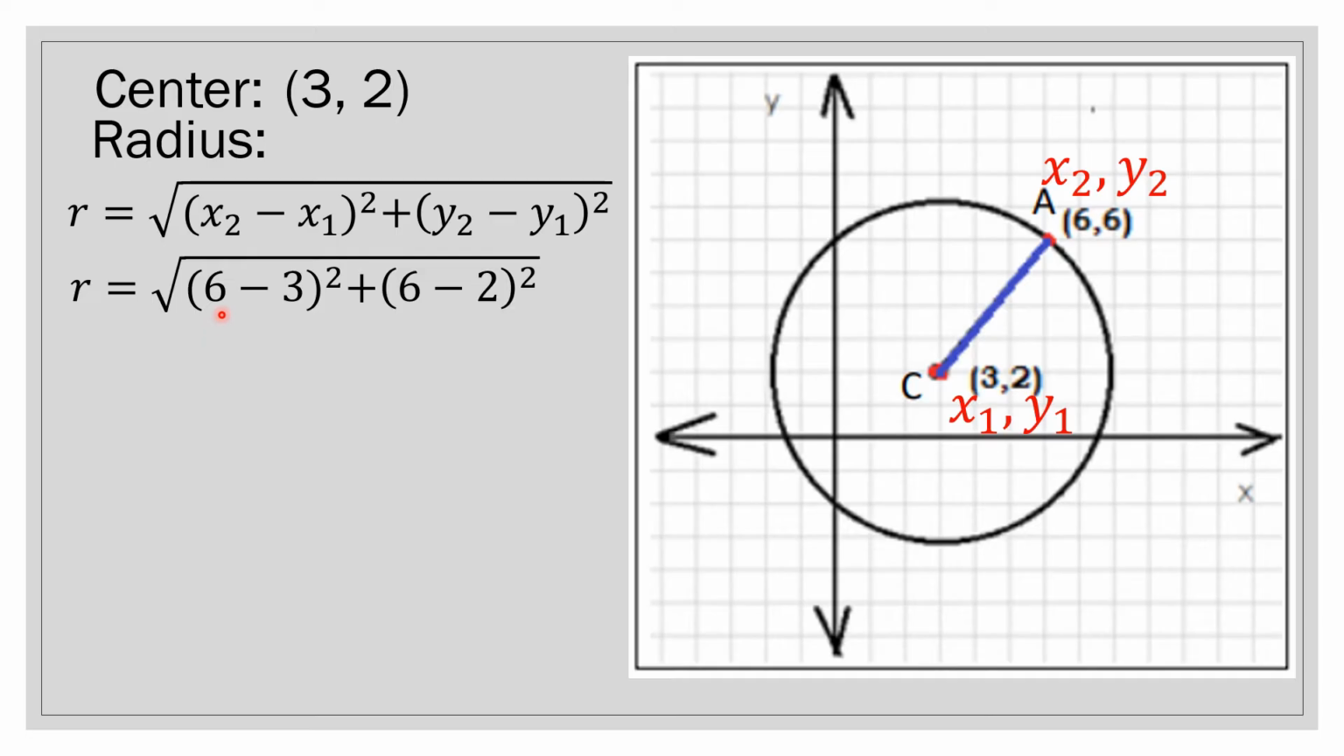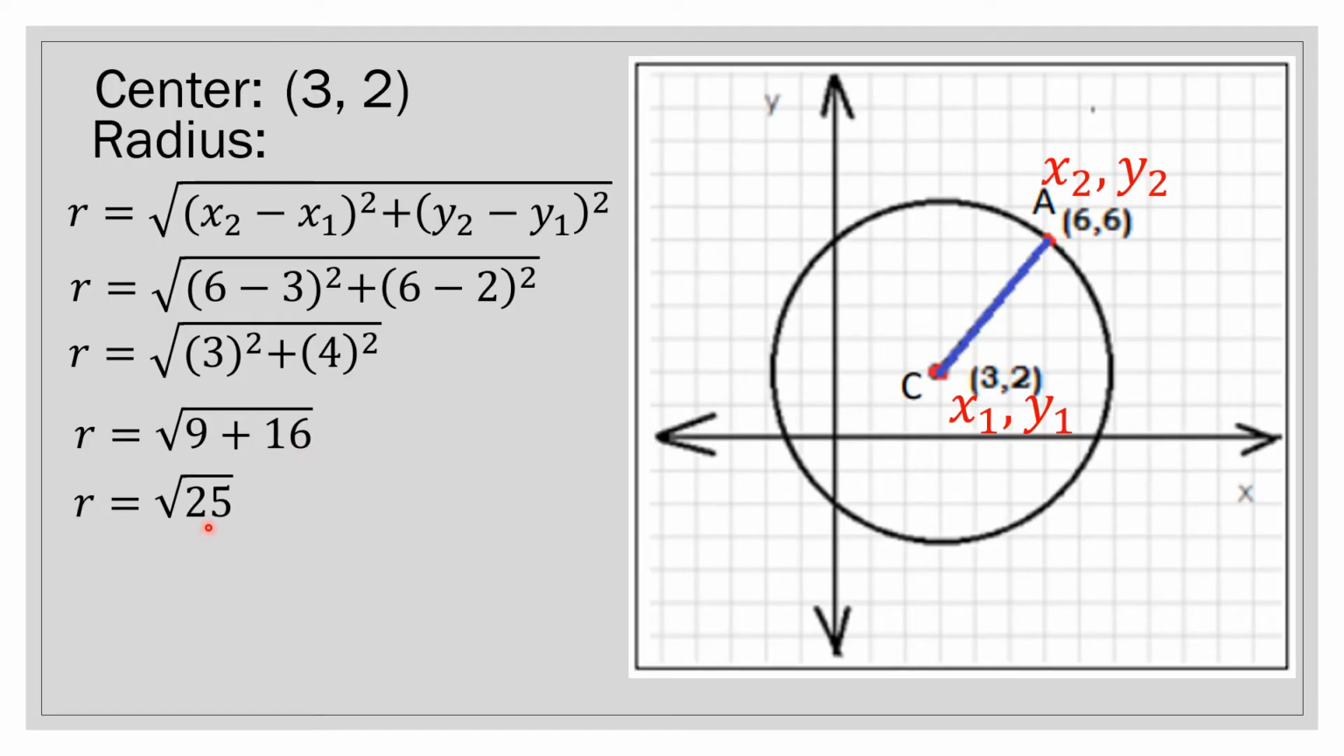So we have 6 minus 3 quantity squared plus 6 minus 2 quantity squared. Simplifying this, 6 minus 3 is 3, 6 minus 2 is 4, then square them. We have 3 squared equals 9, 4 squared is 16, 9 plus 16 is 25, and the square root of 25 is 5. So it means the radius is 5 units.